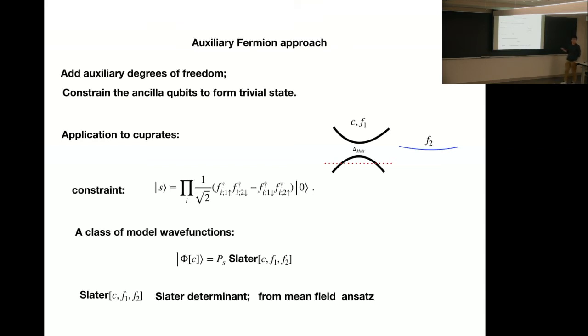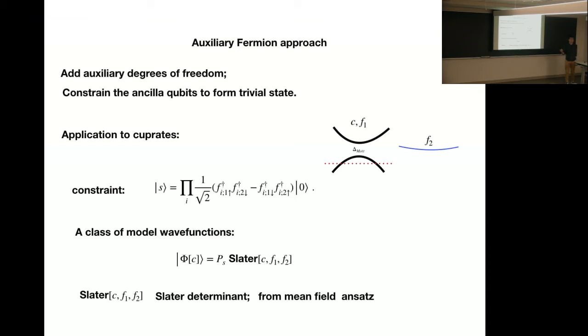And I wanted to apply this new parton theory to other problems. So this new theory is useful because, you know, I have this picture. From this picture, I need the F1 layer. I don't know how to introduce it. But now in this new theory, it's very easy to introduce. I just say, there is an F1 layer. But of course, I need to constrain it to form a trivial state. In this case, F1 and F2, I will constrain them to form a spin singlet at each site.